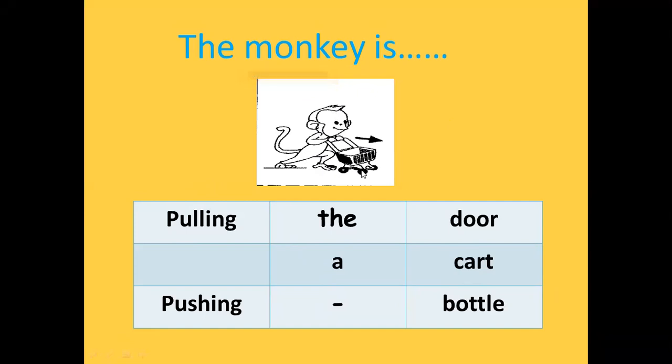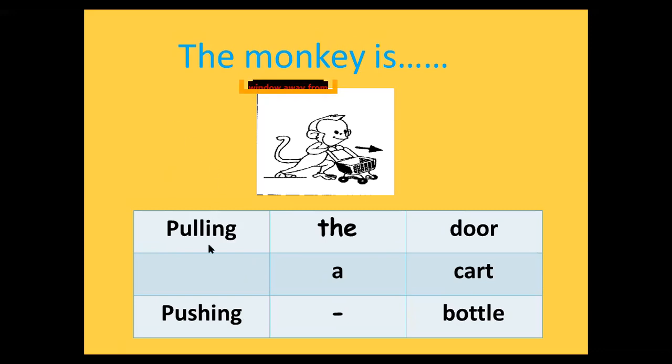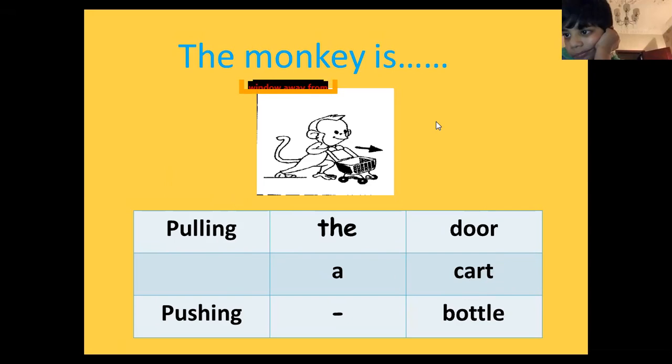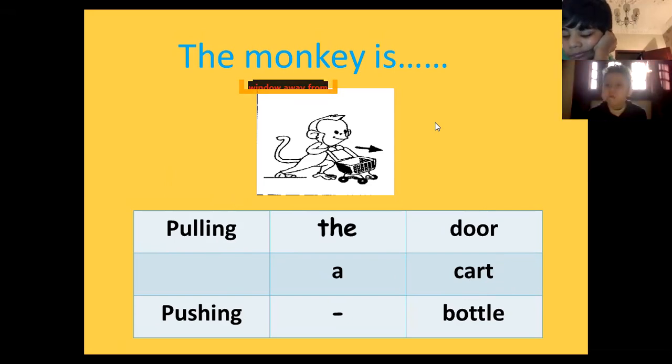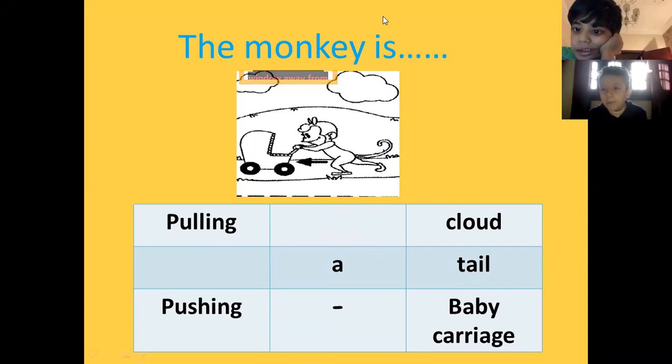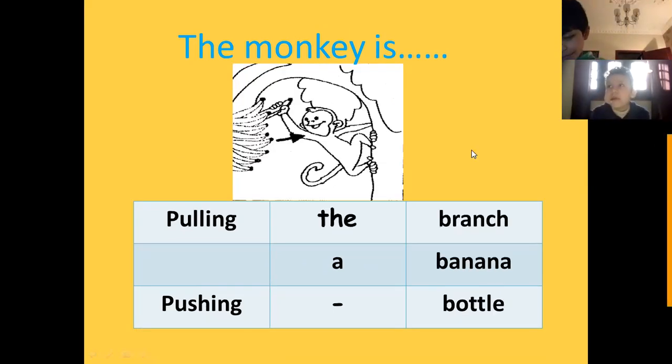The monkey is with the cart. What is he doing? Pulling the cart or pushing the cart? He is pushing the cart. Yes, pushing. Ahmed. He is pushing the cart. Good boy. Okay, next. Here, the monkey is pulling or pushing a baby carriage. What is he doing? Pushing. He is pushing a baby cart.